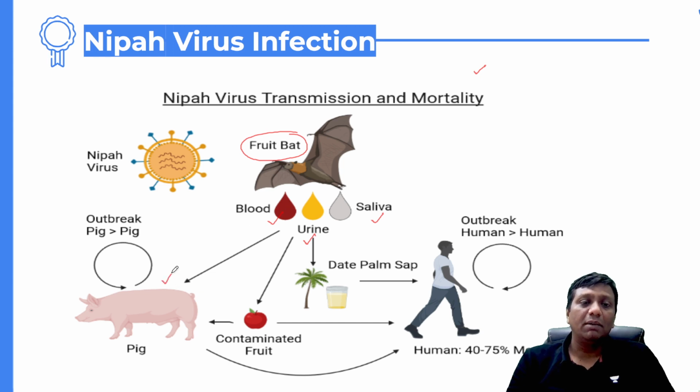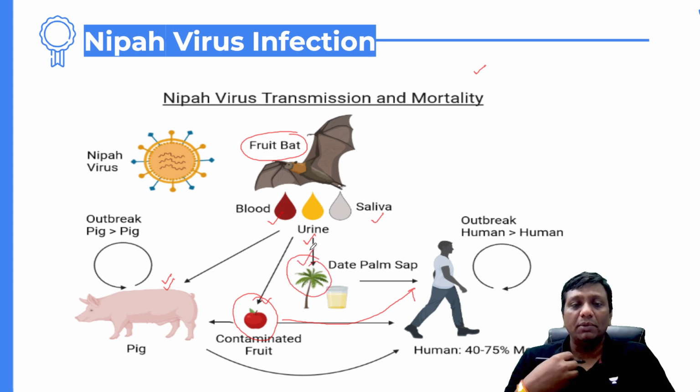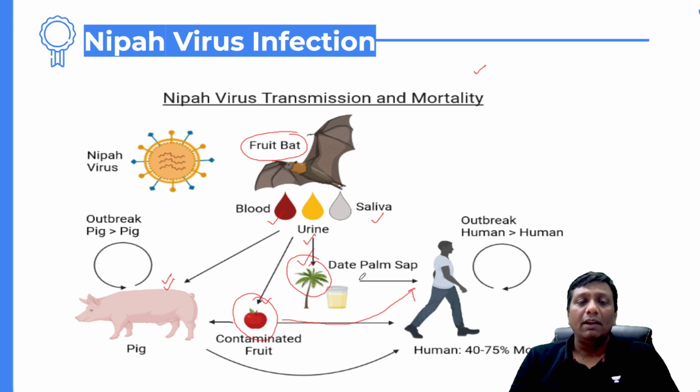This blood, when it comes into contact with the pig, these all things... even suppose a bat contaminates any of the fruits, and the fruit is eaten by a human being. The bat eats the date palm sap and some of the fruits, and from the date palm, the sap is taken by human beings as a type of product.